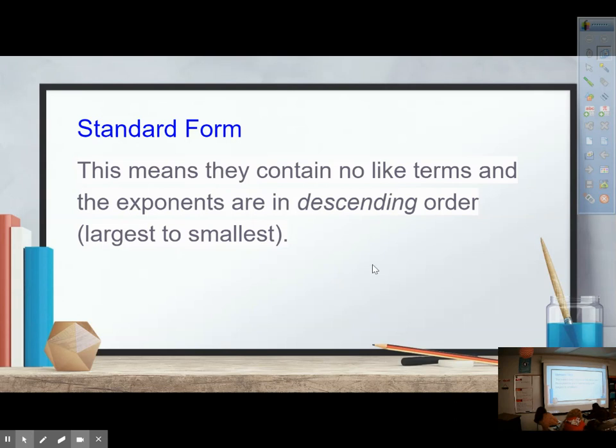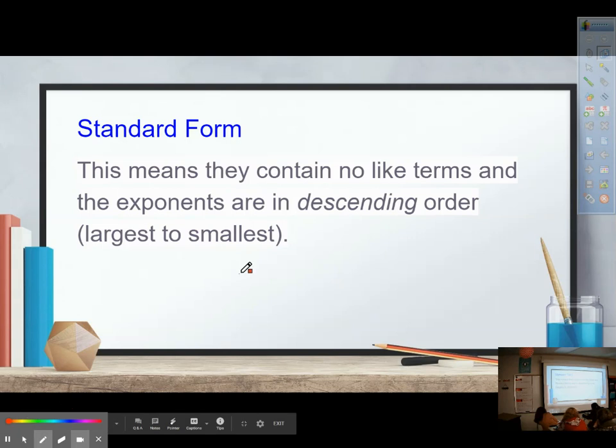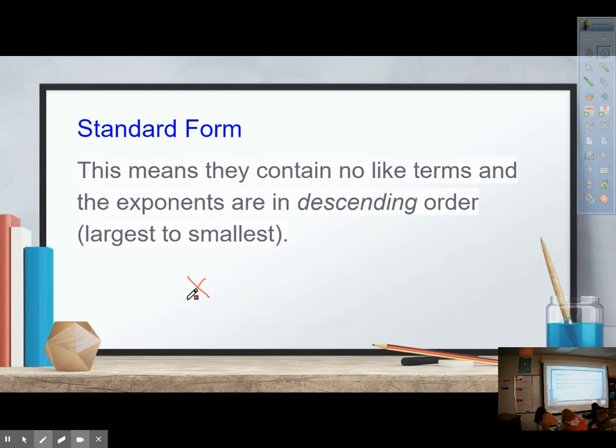Descending means largest to smallest. An example would be, for instance, x to the third plus 4x squared minus 7x plus 54. You go by the exponents, and notice it goes 3, 2, 1, 0. Exponents are in order from largest to smallest.